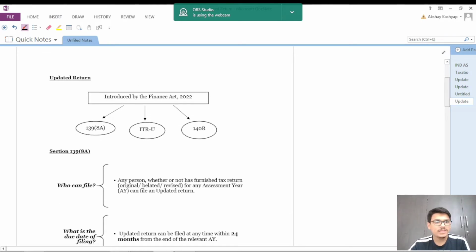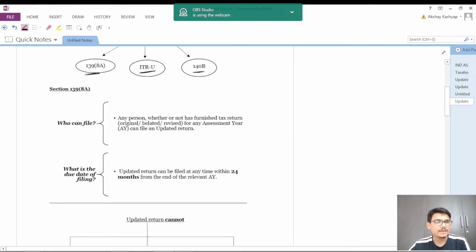Yes, so as already mentioned, it was introduced by the Finance Act 2022, and the relevant provisions are section 139(8A), which provides for the return that is to be filed, with the ITR form specified, which is ITR-U. Also another section, 140B, has been introduced, providing the computation of tax and the amount of tax payable, including additional income tax. So an additional income tax will need to be paid while filing an updated return. That is also covered here. So let's look at the first section, which is section 139(8A).